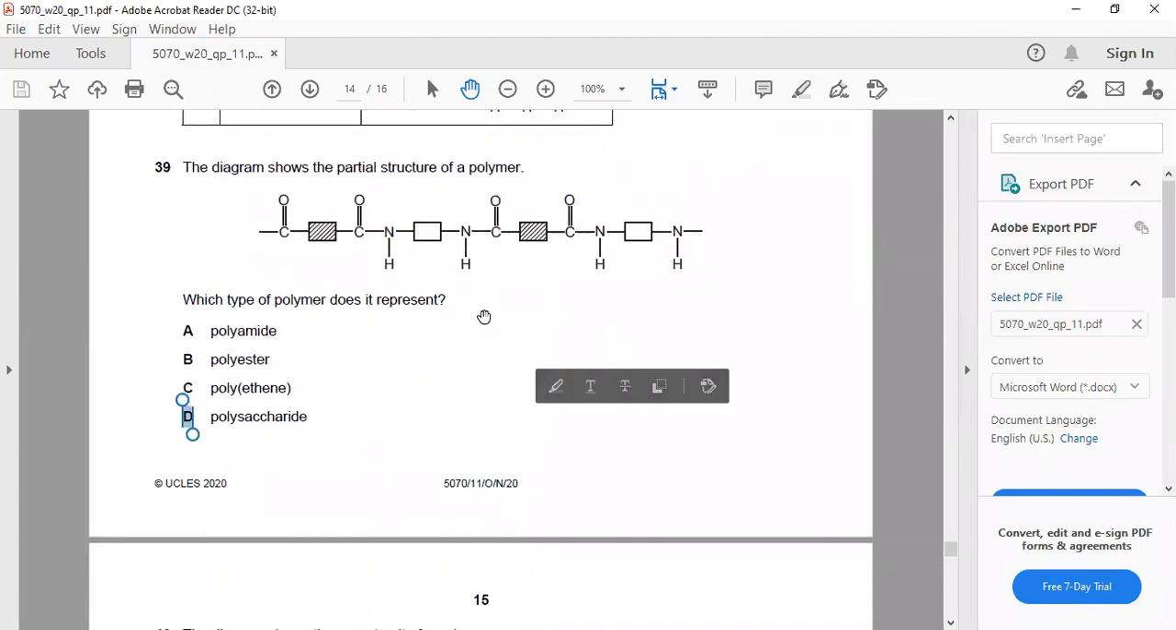39 is very easy. It's a nylon-like compound. Nylon is also called polyamide. Both sides COO and NH. So it's a straightforward question.